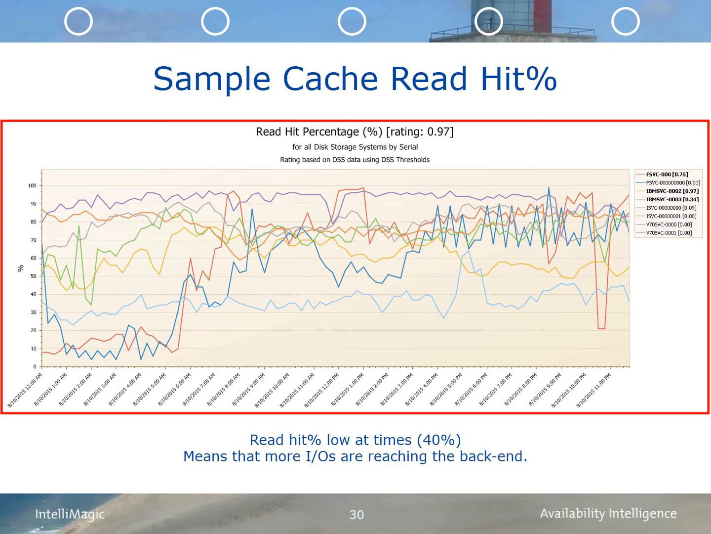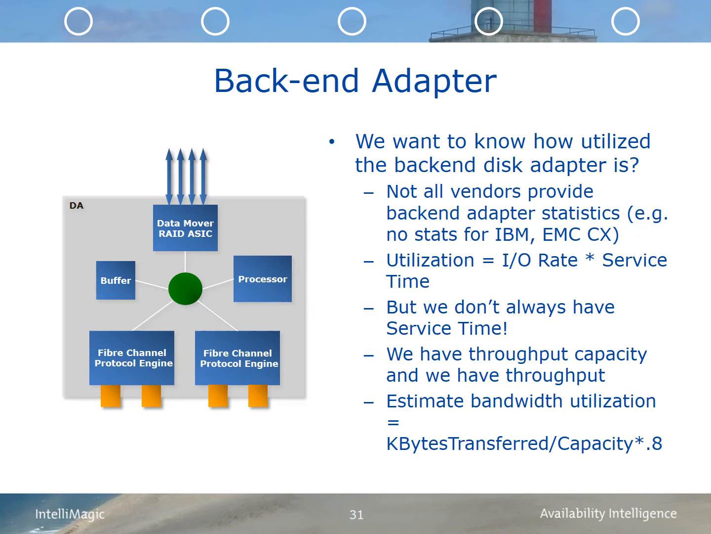So what we do with IntelliMagic Vision is we actually have built-in thresholds for these, and then we rate how well or how poorly a storage system is doing. And then in the legend, we're going to highlight those controllers that are having issues and allow you to drill down for more detail.